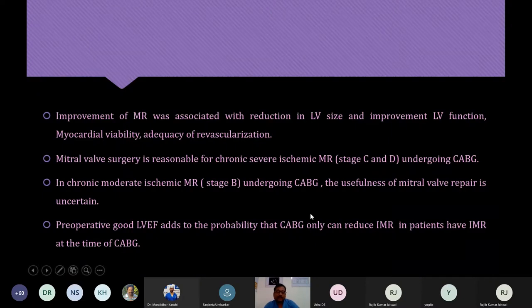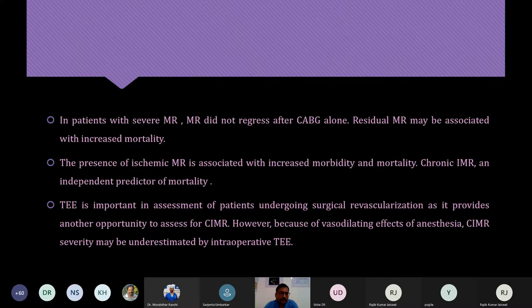Preoperative good LV adds to the probability that CABG alone will reduce the ischemic MR in patients with MR when they are coming for CABG. In patients with severe MR, the MR did not regress after CABG alone, so we have to either repair or replace that valve. The presence of ischemic MR is associated with increased morbidity and mortality.